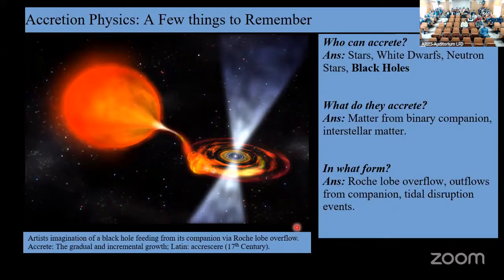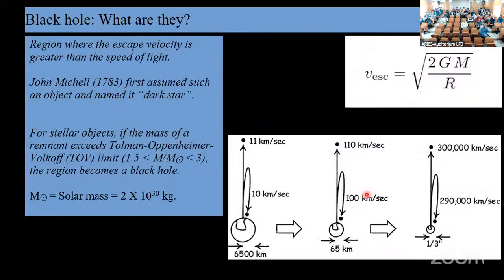So how do they accrete? They accrete from their binary companion, from the interstellar medium, and through tidal disruption events, completely or partially destroying the star. So the modes of accretion are Roche lobe overflow, outflows from the companion, and TDEs, as discussed.